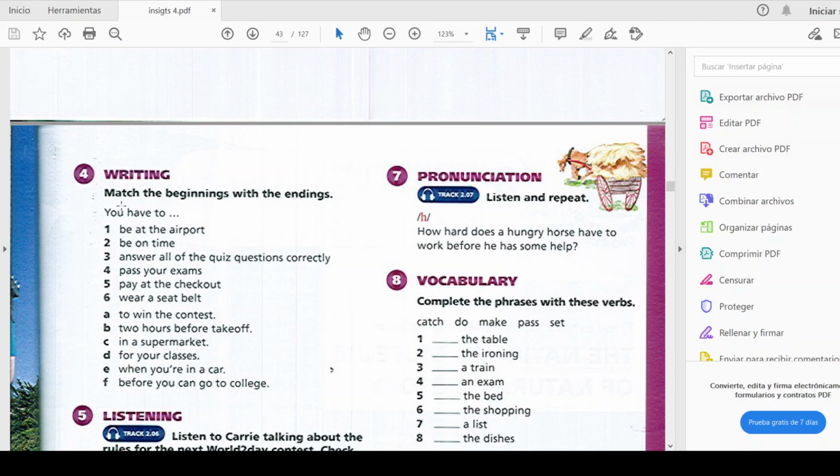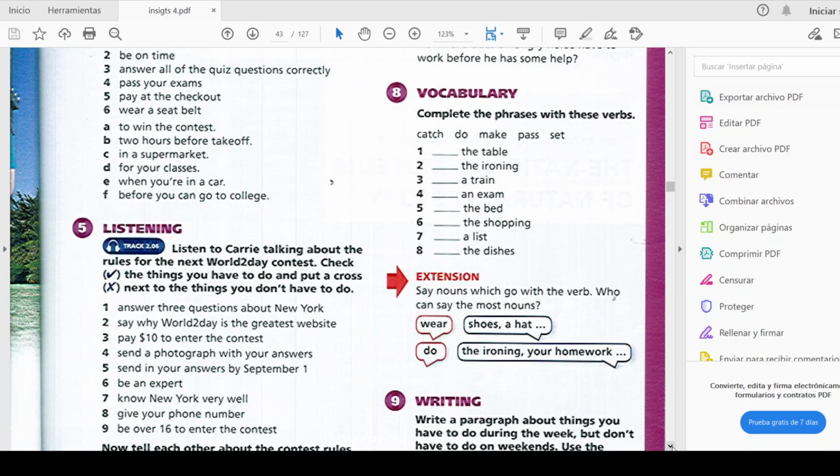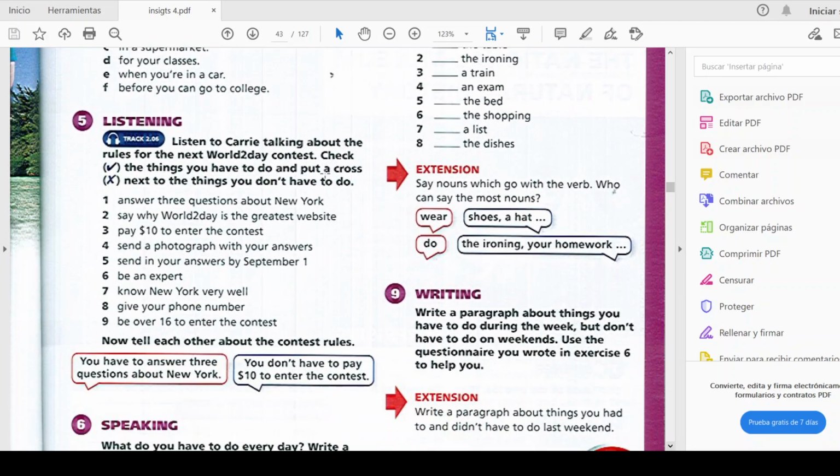That's our writing exercise. What do you have to do here? You are going to match the beginnings that you have here, from 1 to 6, with the endings from A to F according to this information. So you are going to match the beginnings with the endings. Then you have exercise 5.